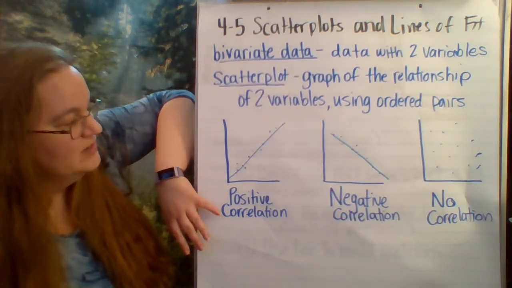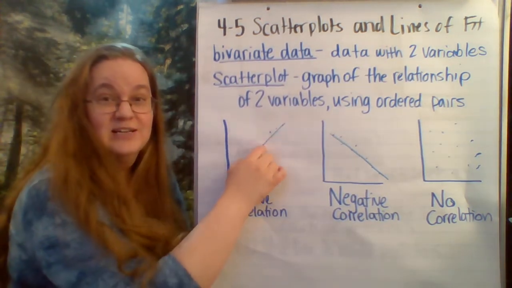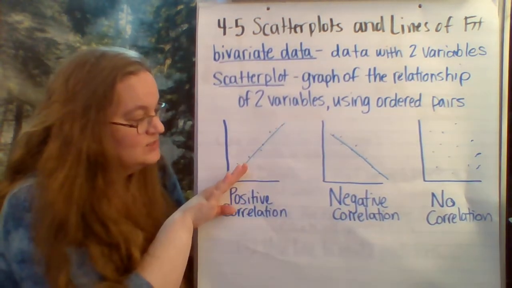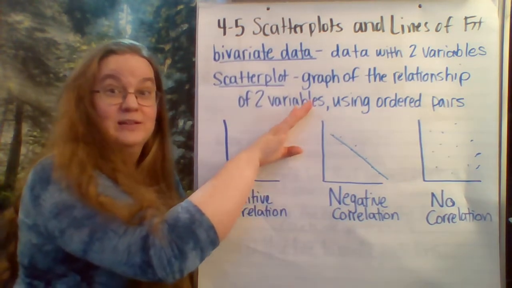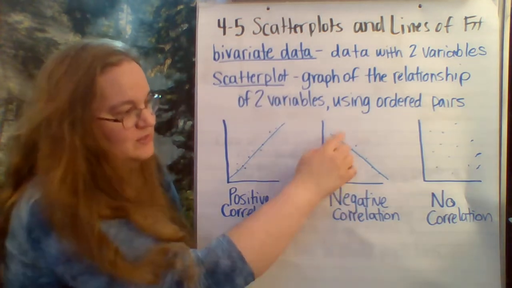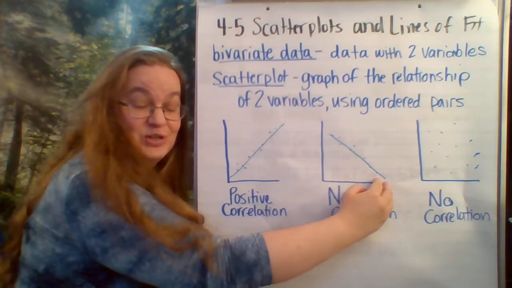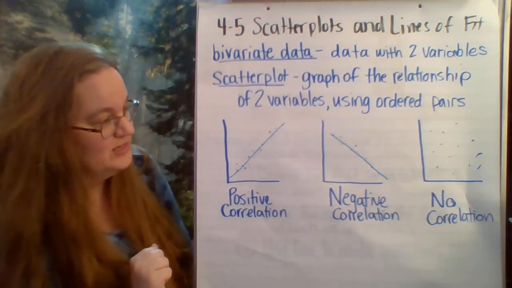All right. So if we have what we call a positive correlation, we've got some dots scattered here, and if they look like they're making a line that has a positive slope, it's a positive correlation. If you have some dots scattered and they look like they're making a line that has a negative slope, that means you have a negative correlation.